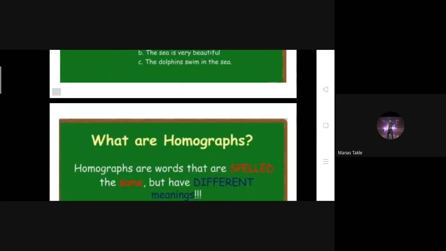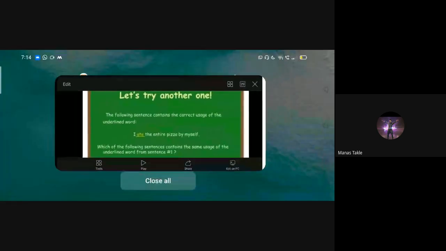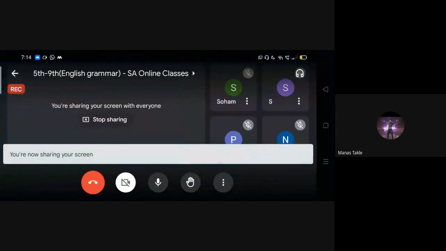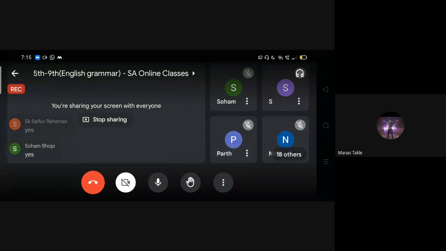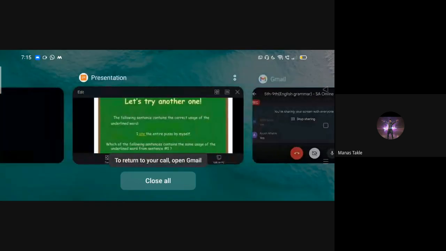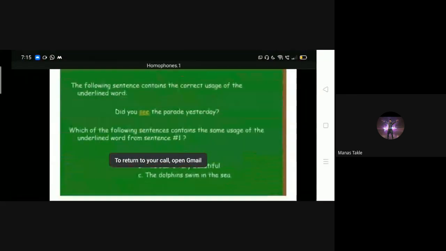Okay, yeah. So this was all about homophones. Have you understood everything? I think this is the easiest one. Right? What do you say? Yes? Okay. Now, let's go with the homographs.